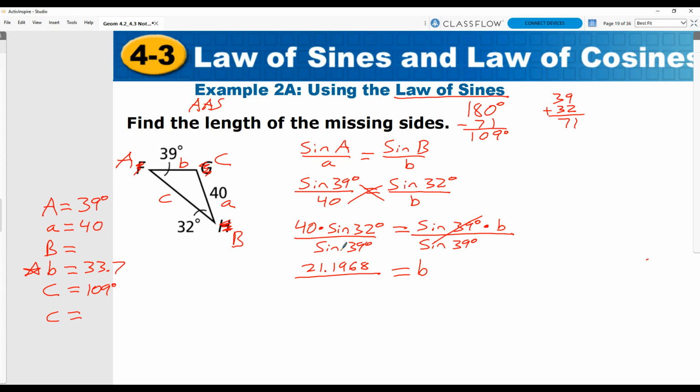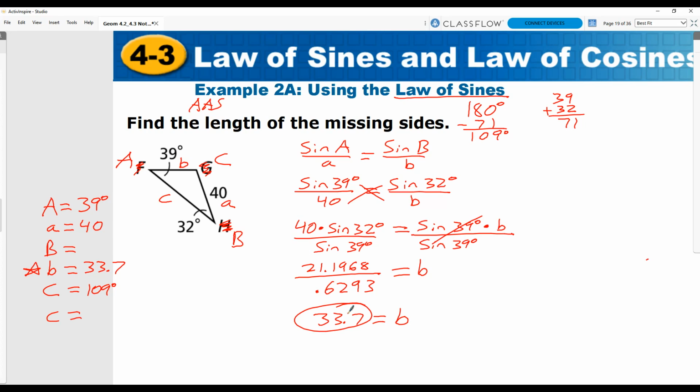So sine of 39 degrees, to 4 decimal places, we're going to have 0.6293. Okay, so that's what we got after our first step. Now these 2 numbers would just end up getting divided. So if we do that, 29.1968 divided by 0.6293 is going to get me, rounded, 33.7, which is equal to b. So that would be our answer for the length of b here.